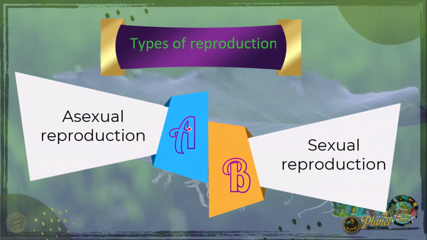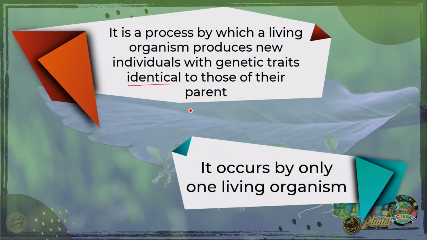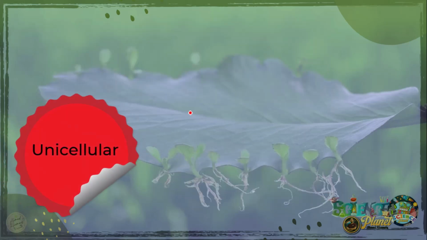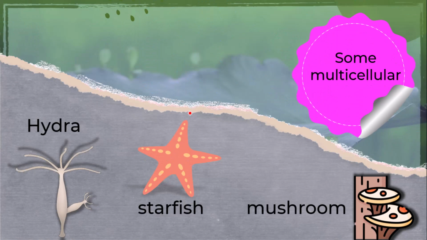First, asexual reproduction is the type of reproduction or a process by which a living organism produces new individuals with genetic traits identical to the parent, and it occurs by only one living organism. It happens in unicellular organisms such as yeast, amoeba, bacteria, and in some multicellular organisms like hydra, starfish, and mushrooms.